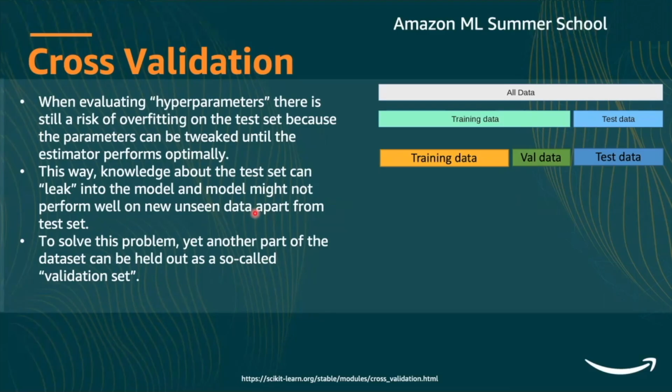To solve this problem, what we do is we create yet another partition of the data known as the validation set. Initially, you had all the data, you performed two partitions, now you perform three partitions. Yellow, green, and blue. Okay.